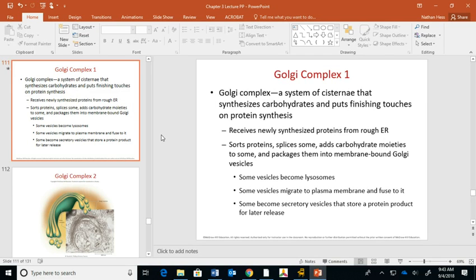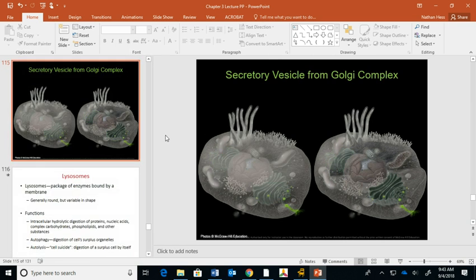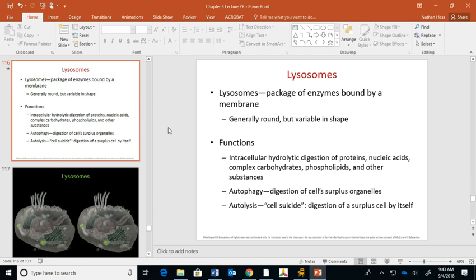Let's keep going. Again, lots of pictures that are present there. Lysosomes. Does anybody know what it means to lyse something? To cut, to break. If I spray Lysol, what does it do? It kills bacteria. It cuts it, breaks them down, right? So lysosomes do the same thing.